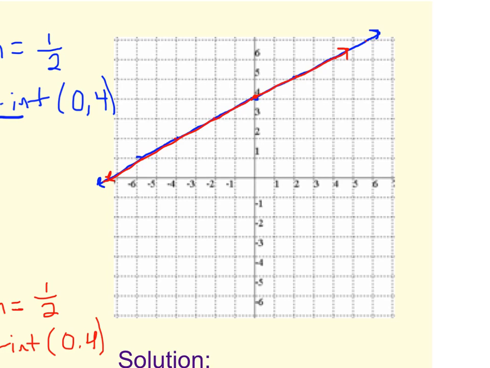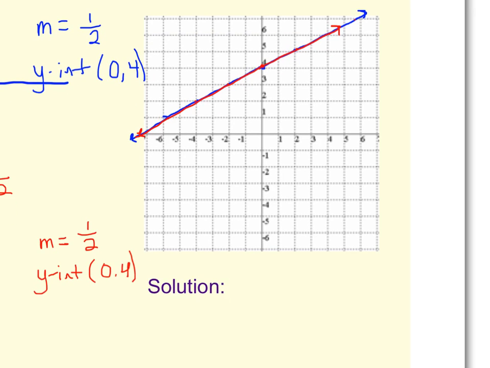So what do we write for our solution? If it's the same line, there are infinite solutions.